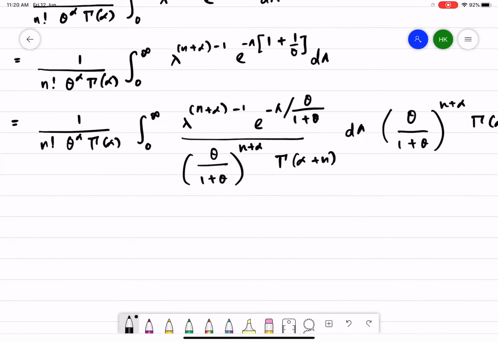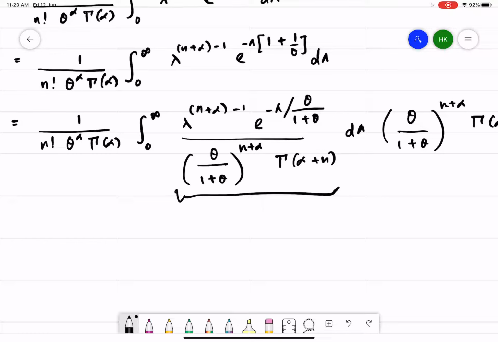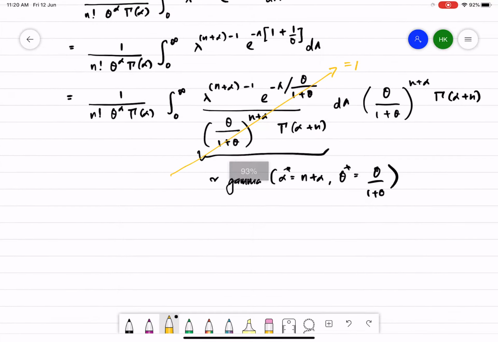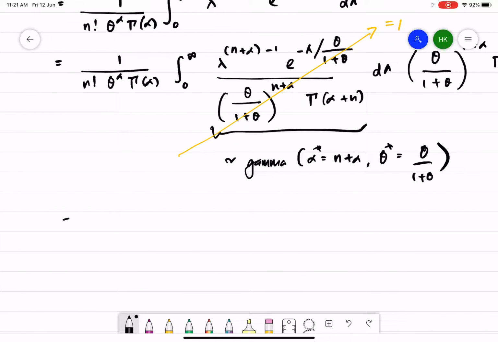When you look inside the integration, this is a gamma distribution, with alpha equal to n plus alpha and theta equal to theta over 1 plus theta. When you integrate the whole thing, because gamma starts from 0 up to infinity, if you integrate the PDF from 0 to infinity, it means that the whole thing equals 1. So this part here you get directly equal to 1. It really makes our life easier here because we already get that equal to 1. So we just rewrite whatever is left after that equals 1.